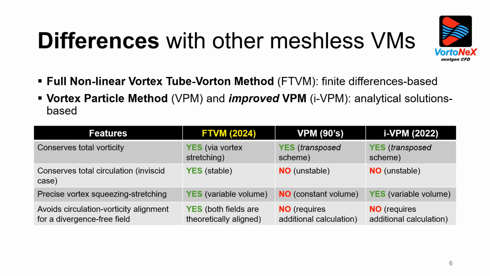This table shows a comparison with the meshless vortex particle method, or VPM, and its improved version. Both of them are based on analytical solutions instead of a more conventional and straightforward finite difference scheme. For this reason, the particle approach requires additional calculations, for instance, to align the circulation to the vorticity vector fields in order to approximate a divergence-free field. It is important to realize that even the improved VPM version tends to be unstable for the conservative or implicit case, since it still does not preserve the exact total circulation for successive time steps, leading to instability as time evolves.